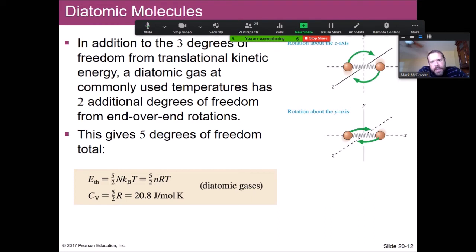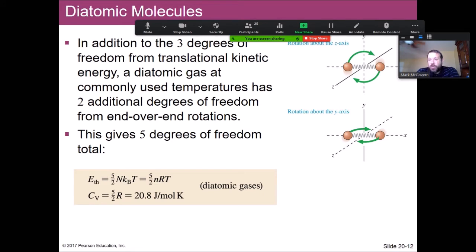Very similar, except we have additional degrees of freedom. At standard room temperatures, when you put energy into, say, the air around you, yes, you could increase the kinetic energy in the x, y, and z directions. But when you impart energy at standard room temperatures, there are 2 additional degrees of freedom that can show up. And those are associated with rotational energy.